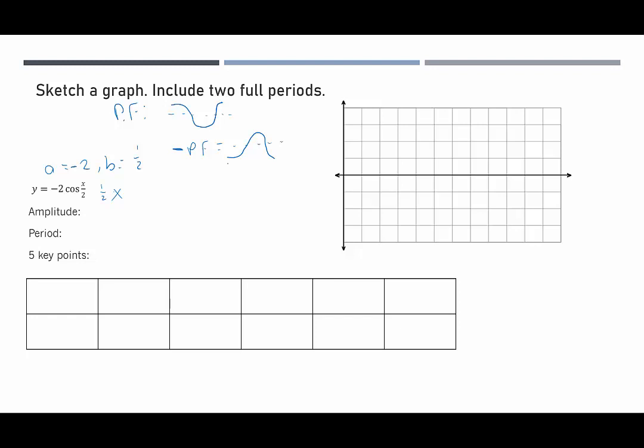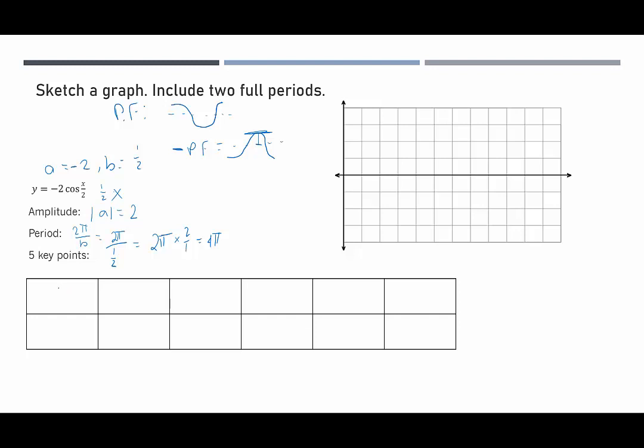The amplitude here, that's going to be the absolute value of A. The absolute value of -2 is 2. So that just indicates to us on our graph, the distance from the top to the middle is going to be 2, or the distance from the bottom to the middle is going to be 2. The period, we determine the period by doing 2 pi divided by b. So this is going to be 2 pi divided by 1/2. How many halves are in 2 pi? Well, this is the equivalent of 2 pi times 2 over 1, which is 4 pi. Okay, so our period is 4 pi.